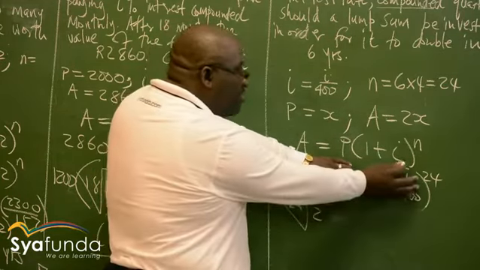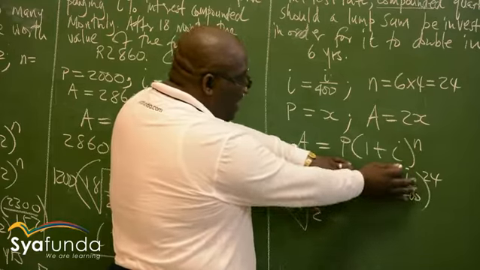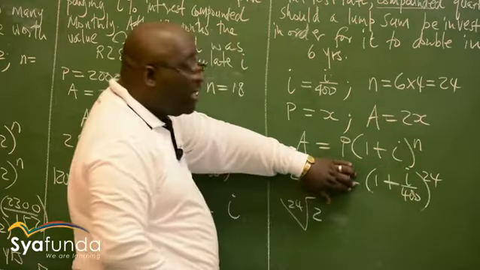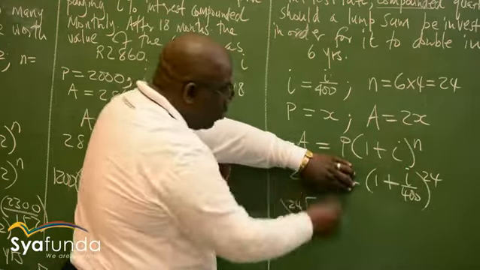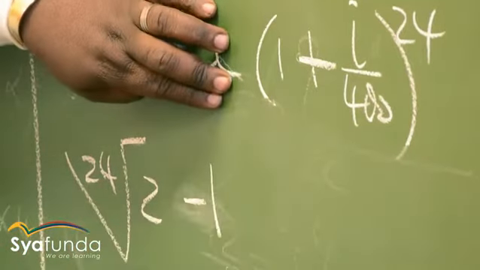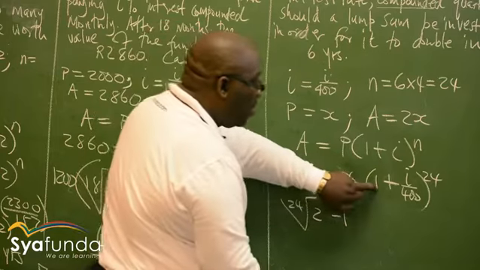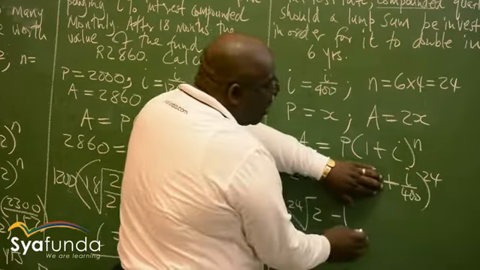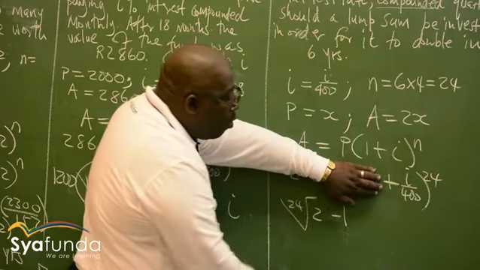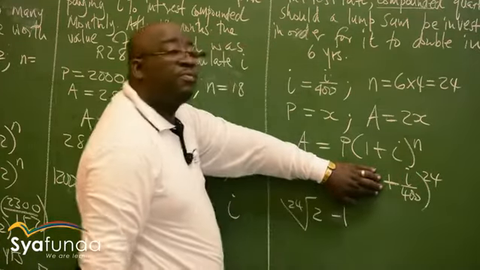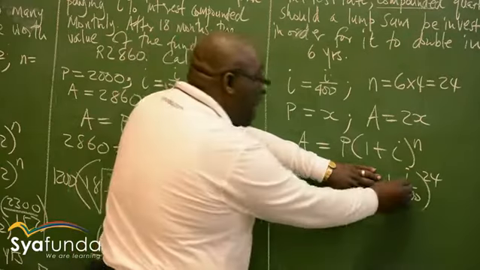What is the next thing to remove in this particular case? The next thing to remove is this 1. Now, if we take 1 this side, it will be minus 1. So this is gone also. That was gone already. So what are we left with in this particular case? We're left with I over 400. Remember, we want to find our I.